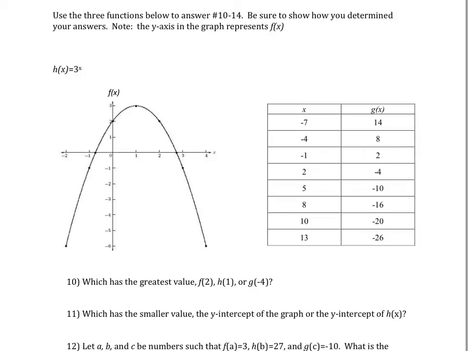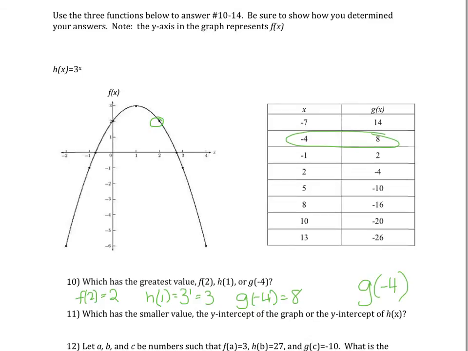So the first question is, which has the greatest value? F of 2, h of 1, or g of negative 4? Well, f of 2 is right here, so f of 2 equals 2. H of 1 is 3 to the power of 1, which is 3. And g of negative 4 is 8. So the answer would be g of negative 4, and you've shown your work.